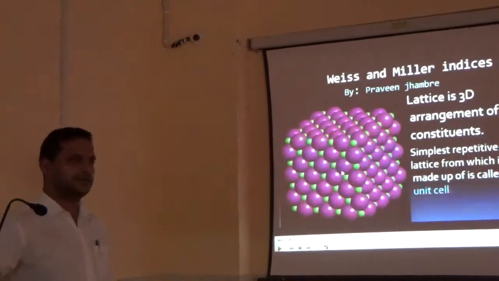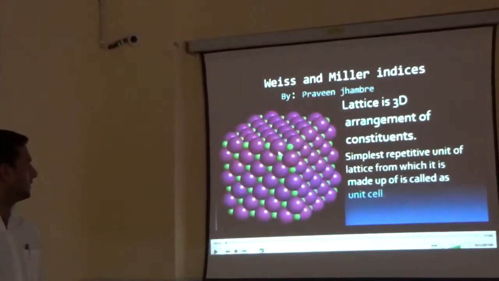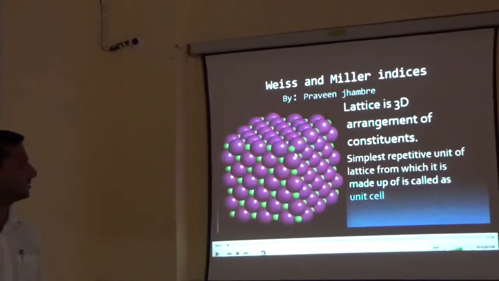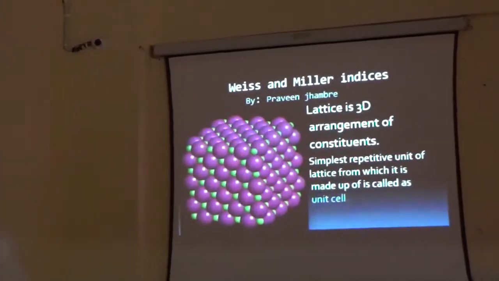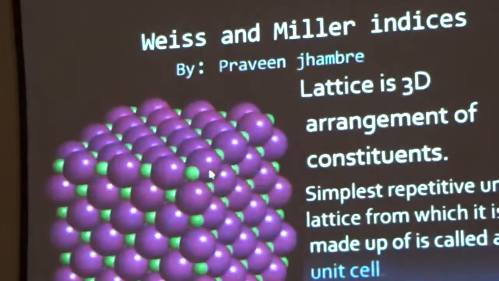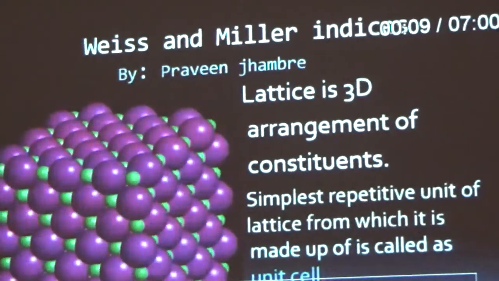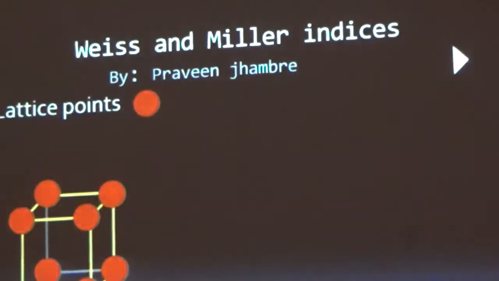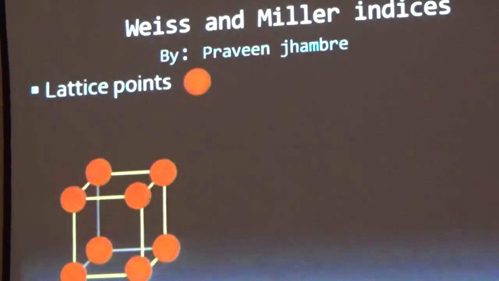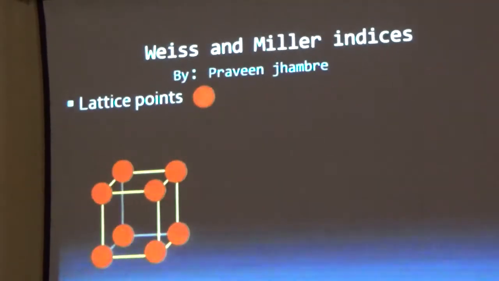This is a crystal structure. The purple color shows the atoms, and the green, these are just the voids, or you can say the impurities. These are the lattice points. Yes or no? Lattice points are what? They are the atoms.